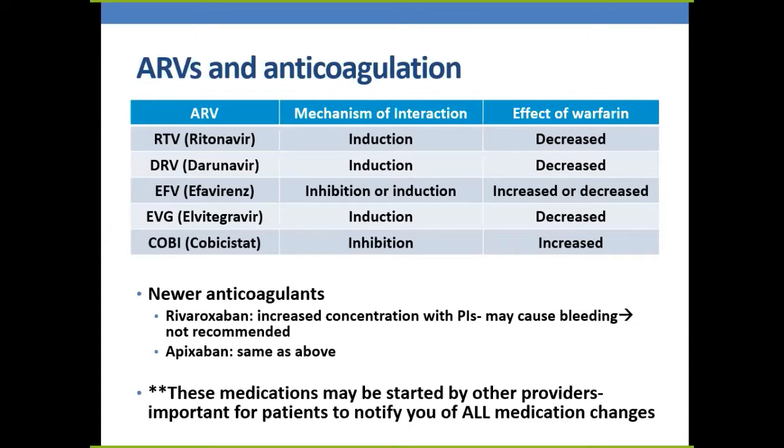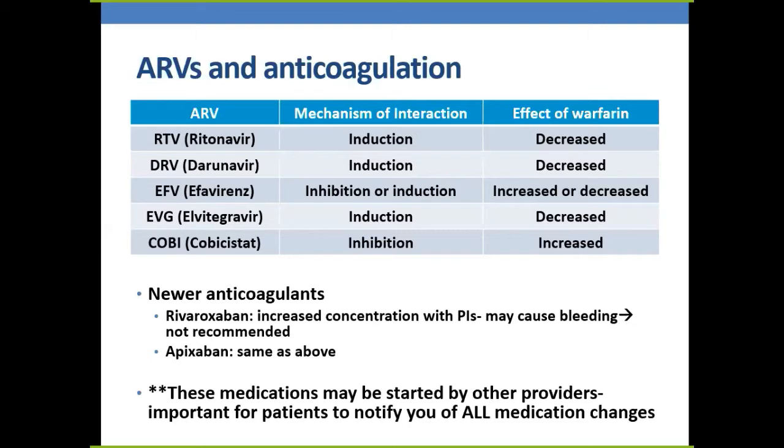With elvitegravir alone, technically it induces the system and you see a decreased effect, but usually this is given with cobicistat, which is an inhibitor, so you can see an increased effect. So with Stribild, for example, again, like efavirenz, it can be hard to predict the direction of the effect on the warfarin since you have dual effects.